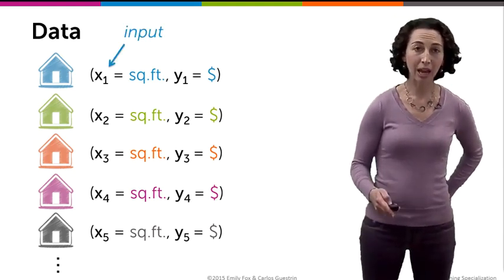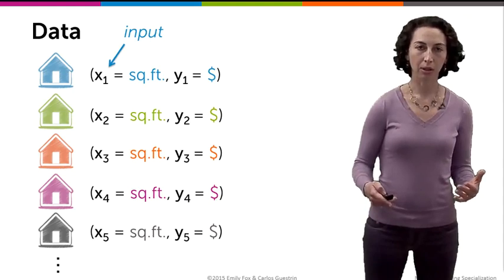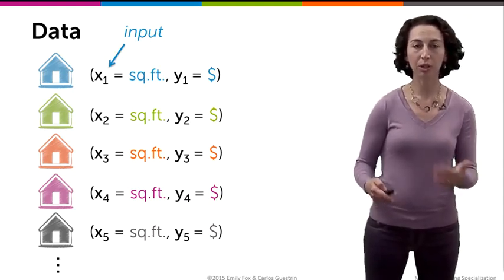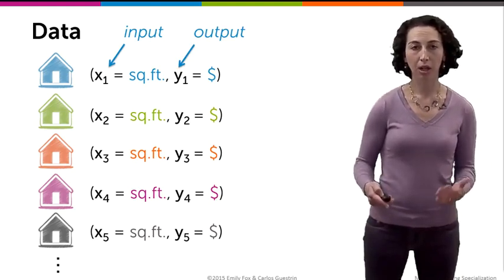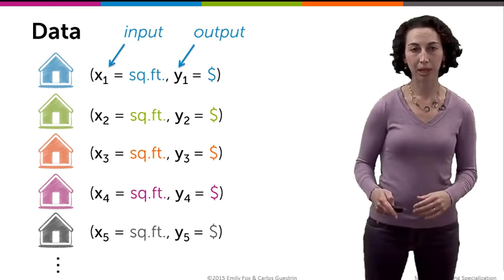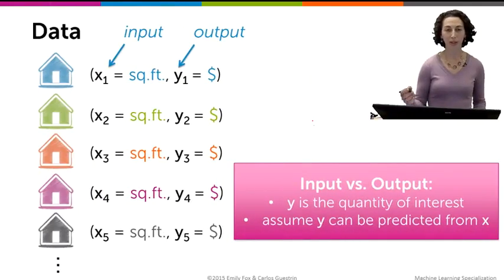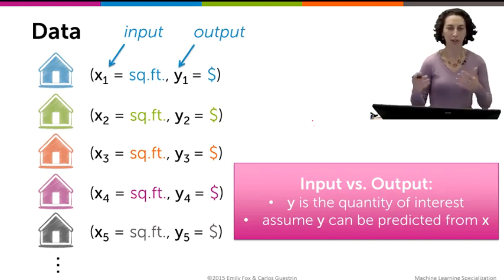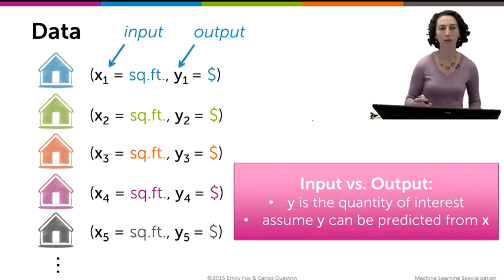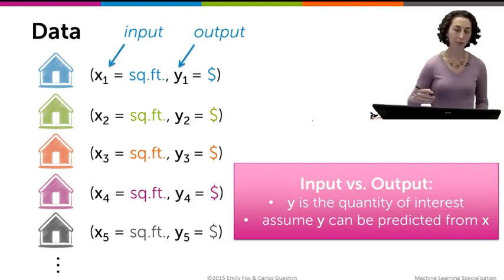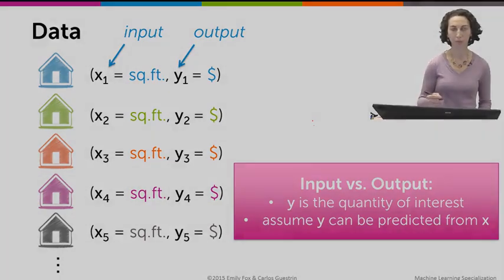And this variable X represents the input to our model. This is what we're going to use for our prediction. And what's the output? What are we trying to predict? Well, we're trying to predict the price of the house. So that Y variable is going to be the output. So what's the difference between the input and the output? Well, the output Y is our quantity of interest. This is our goal. We're trying to predict the value of our house so we can list it for sale. And we're going to assume that we can predict Y based on X. So we can predict the value of the house based on the square footage of the house.